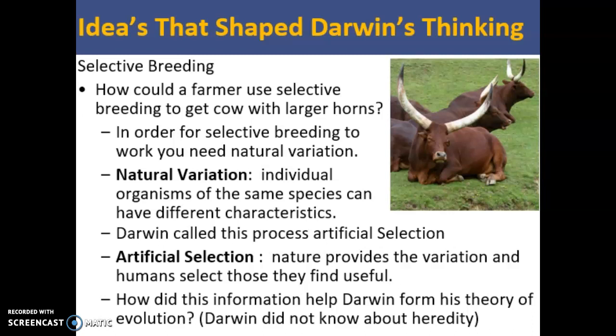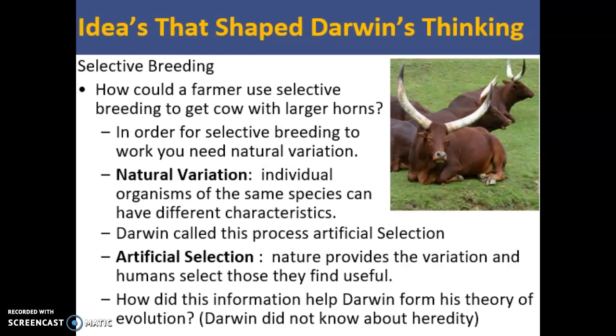Now, he called this process of farmers selecting what traits they found useful and only allowing those organisms to reproduce artificial selection. So in artificial selection, nature provides the variations, and humans select the variations that they find useful to get passed on to the next generation. Right? This process is also known as selective breeding.